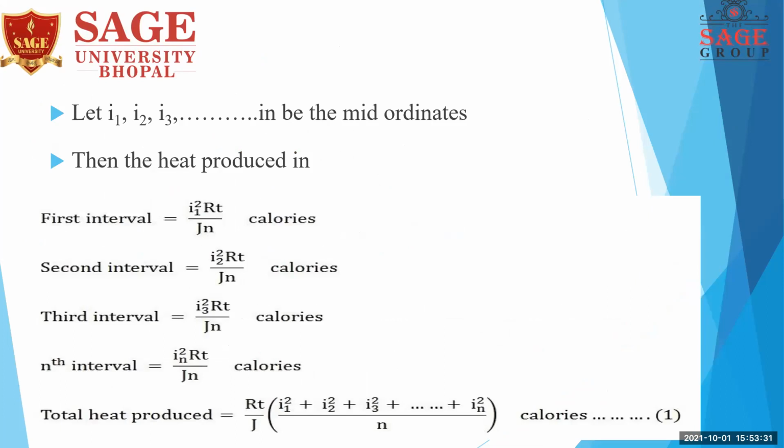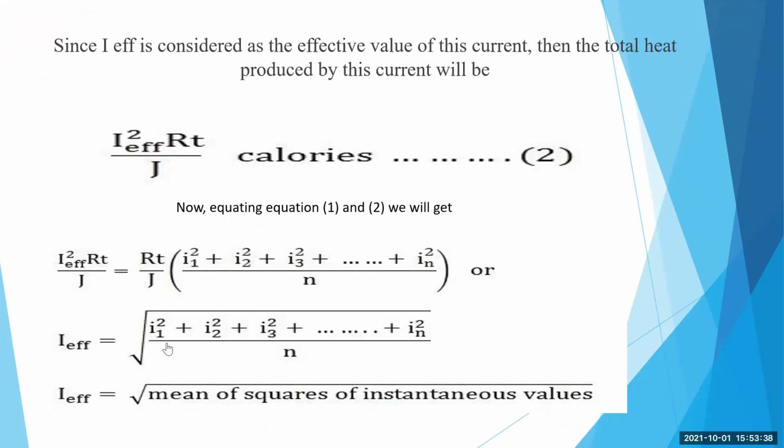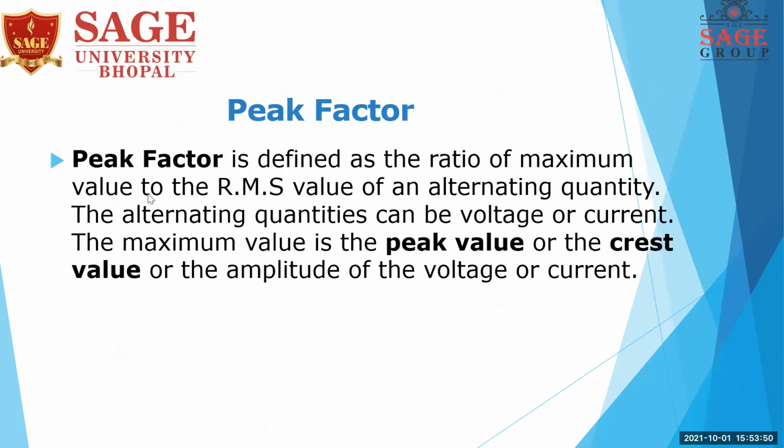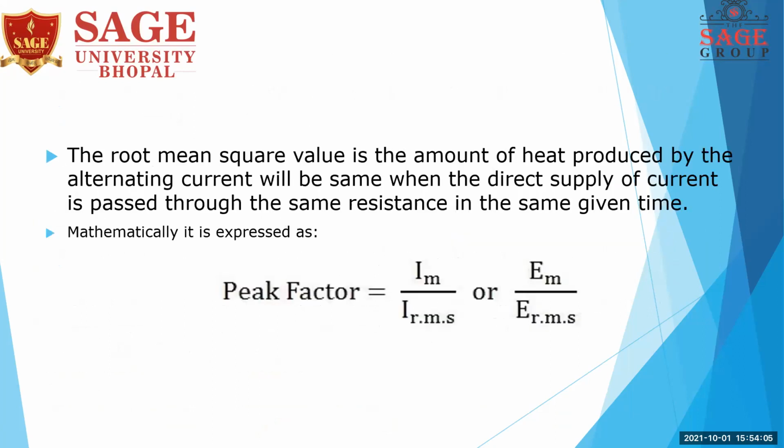Here are some mathematical formulas: first interval, second interval, third interval, how to produce RMS values, and the final effective value, and some points about the RMS values. And here is the peak factor. Peak factor is defined as the ratio of maximum value to RMS value of an alternating quantity. The alternating quantity can be voltage or current, and the maximum value is the peak value, crest value or amplitude of the voltage or current.